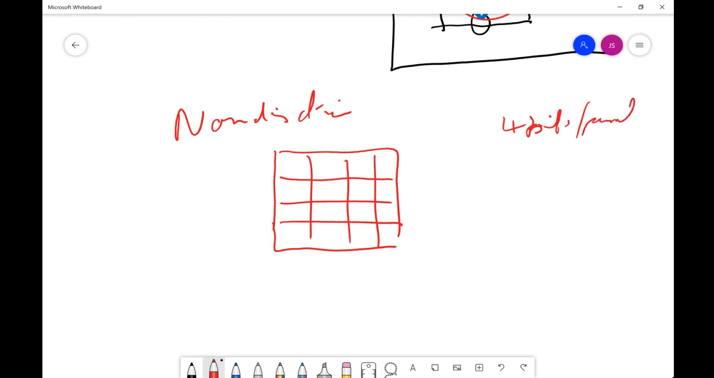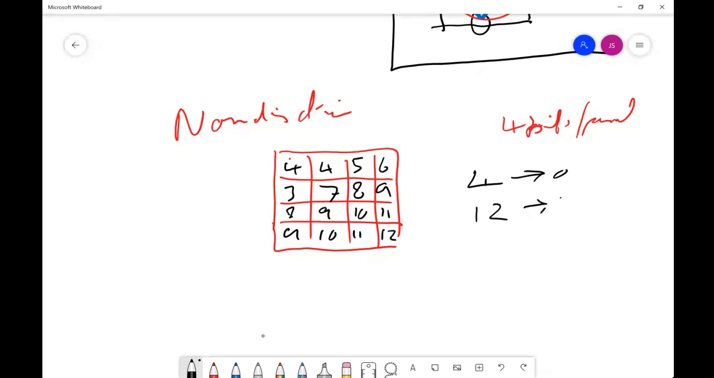Last year the question might have been something like this: 4, 4, 5, 6, 3, 7, 8, 9, 8, 9, 10, 11, 9, 10, 11, 12. If those were the intensities and you were asked to normalize that, the darkest is 4, so 4 goes to 0, and the brightest, the whitest, is 12. 12 has got to go to W, and you do that by a shift and add. That was last year, or previous years.